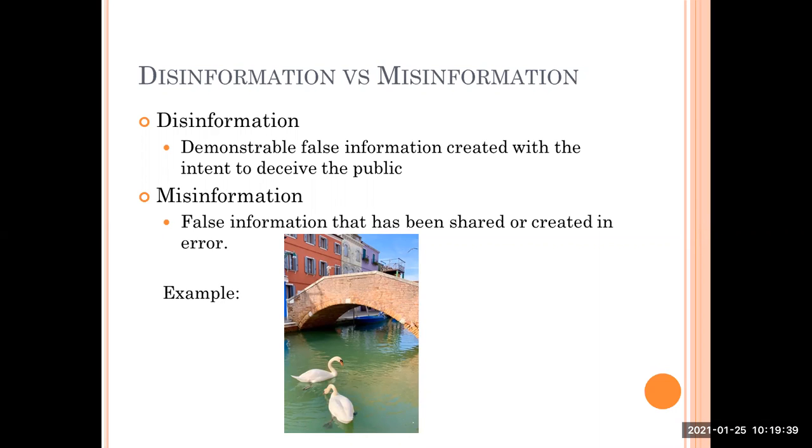And so I use this example of these swans in the Venice Canal because this was an article about how at the onset of the pandemic and the lockdown in Italy, because there were fewer people in the streets of Venice, the swans and dolphins were able to come back to the canals.